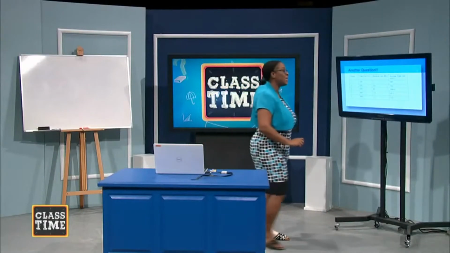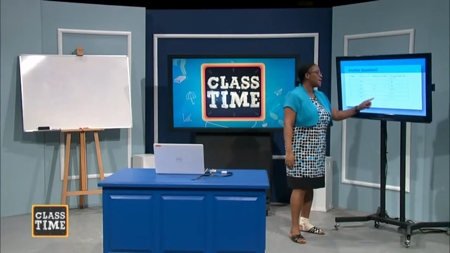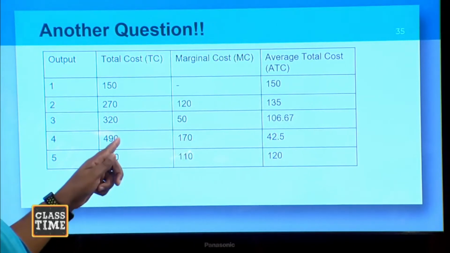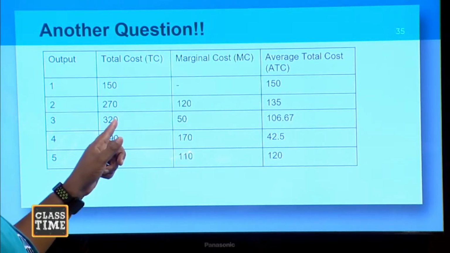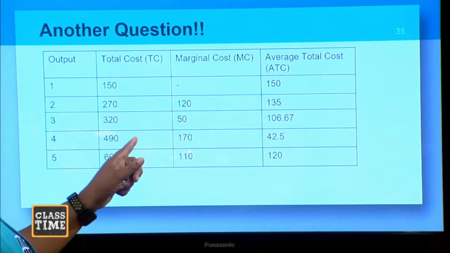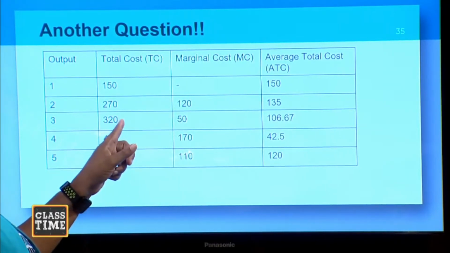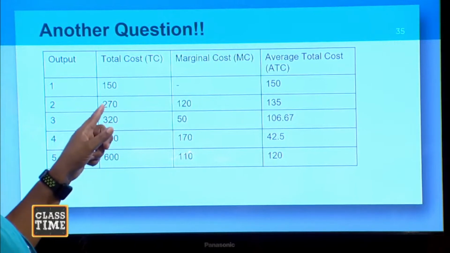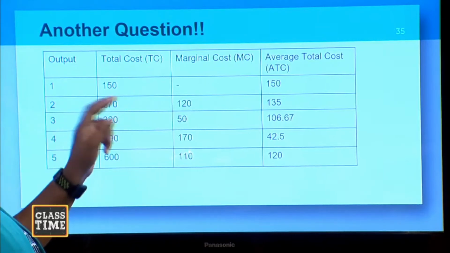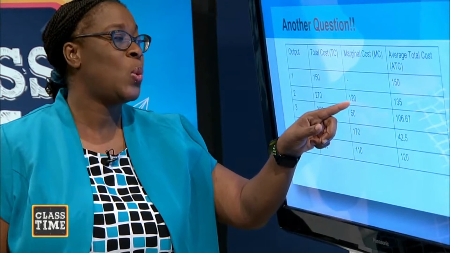I've worked it out for you quickly. So the change here is 600 minus 490, you get 110 because it's divided by 1. Then you go 490 minus 320, that will give you 170 because it's again divided by 1. Then it is the change again in total cost. It's 320 minus 270, that will give us the 50. And then 250 minus 150 give us 120.